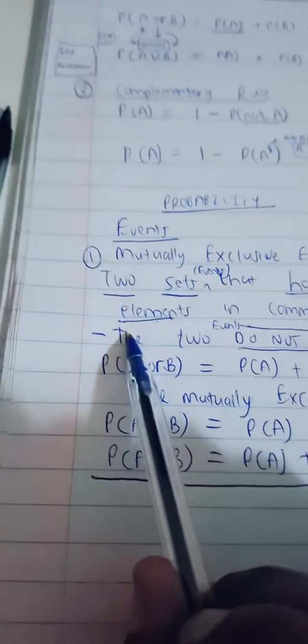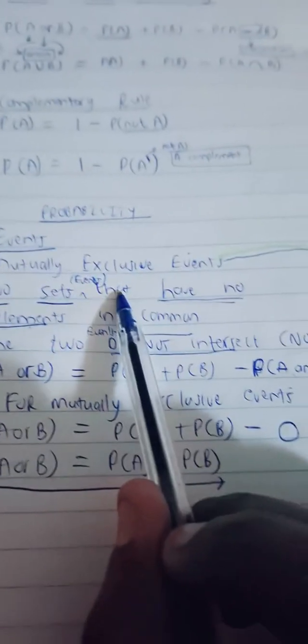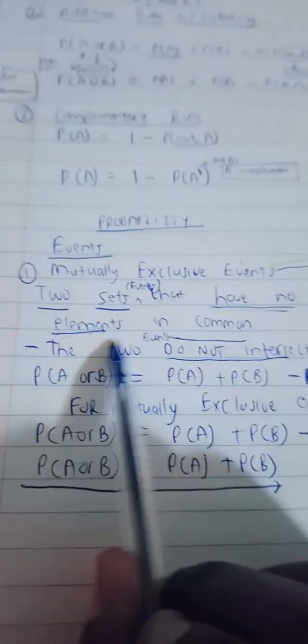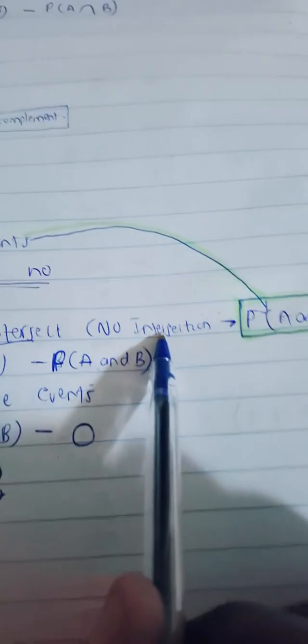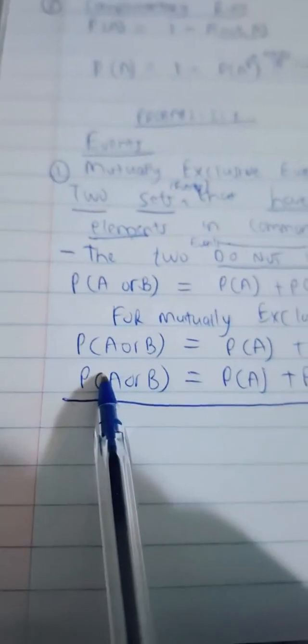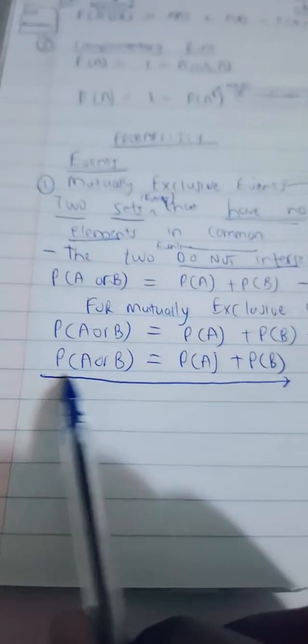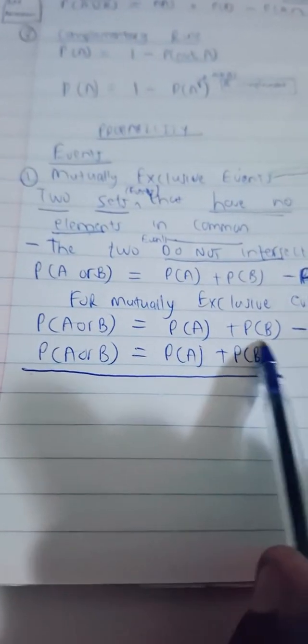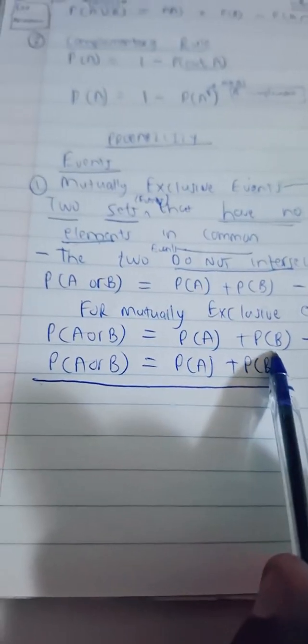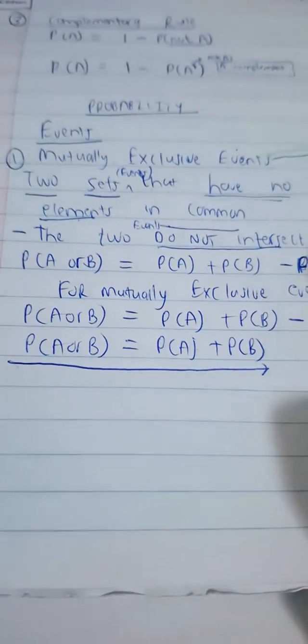Why? Because two sets of events that have no elements in common, the two events do not intersect, no intersection, so the probability of A and B equals 0. That's what we know about mutually exclusive events as it applies to the addition rule. P(A and B) is 0, so therefore this is the addition rule formulation for mutually exclusive events.